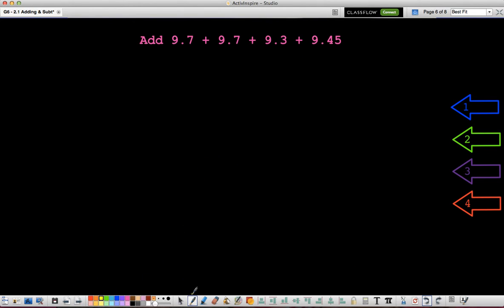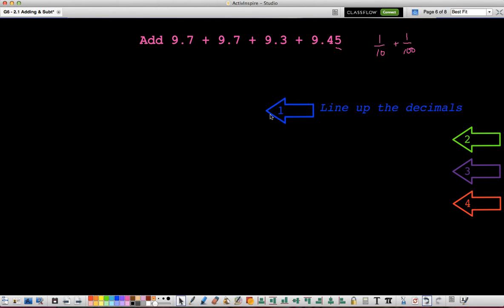Okay, so to add these numbers, just like we said before, place value is extremely important because here you'll notice you have 9 and 7 tenths, 9 and 7 tenths, 9 and 3 tenths, 9 and 45 hundredths. So if I line this up incorrectly, I could be adding something that is a part to a whole number, or I could be adding something that's worth 1/10 to something that's worth 1/100th, and we don't want to do that.